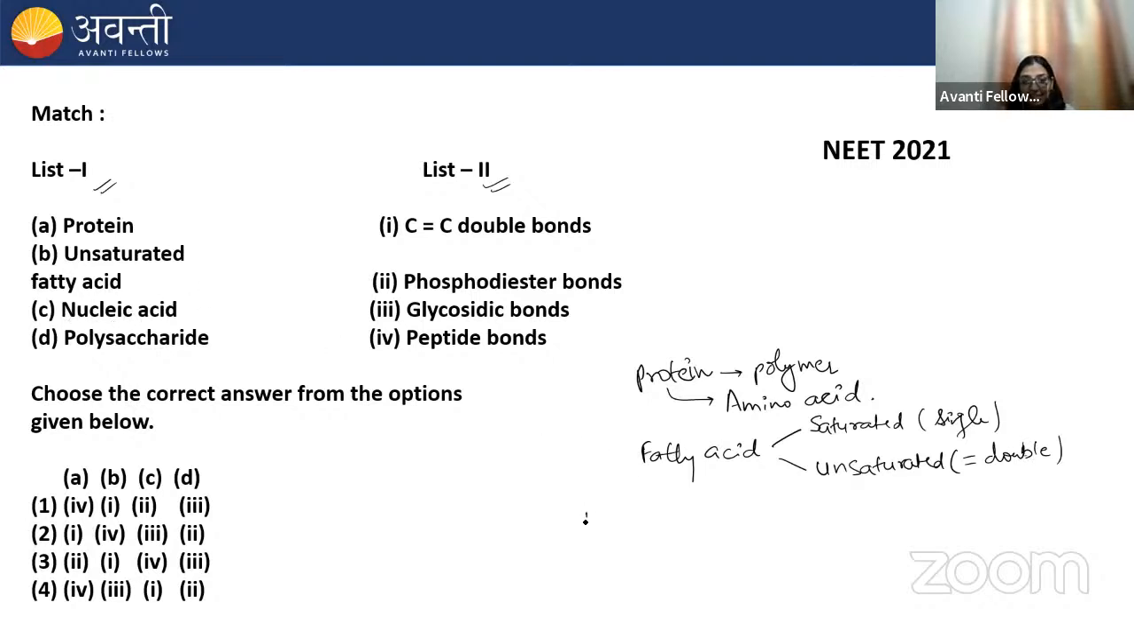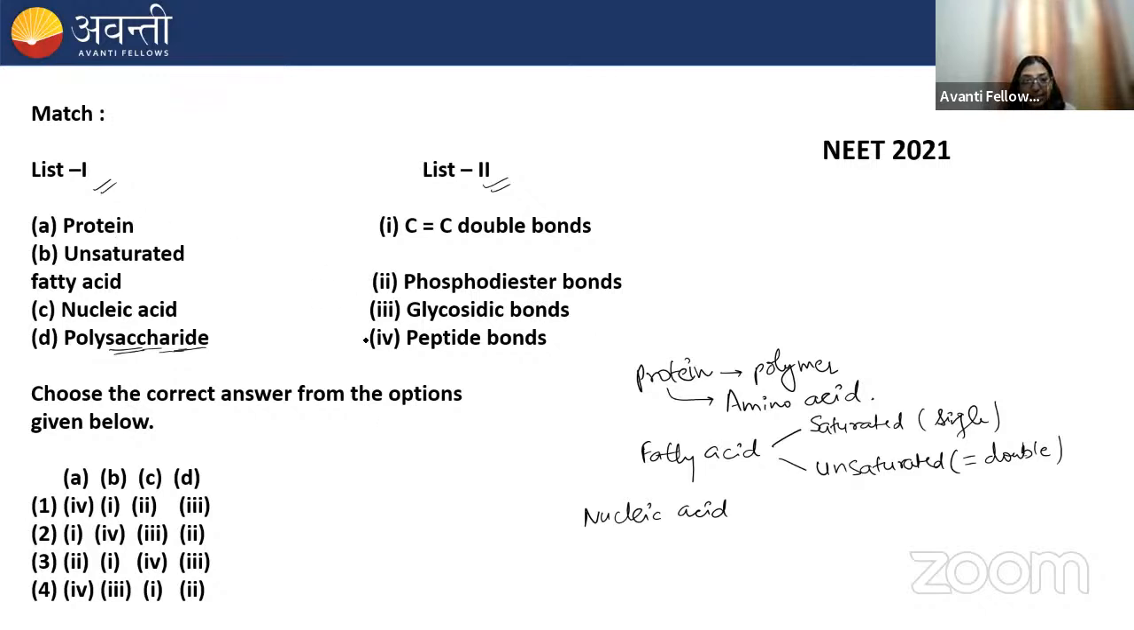Third is nucleic acid. Nucleic acid is also a polymer, and the monomeric unit of nucleic acid is nucleotide. D says polysaccharides. When many monosaccharides join, they form a polysaccharide, and polysaccharide is a carbohydrate. Now let's match list 1 with list 2.